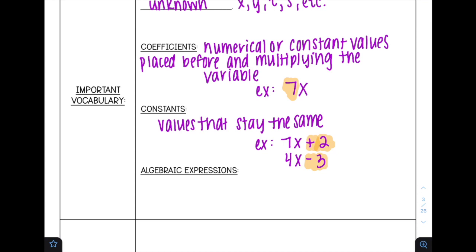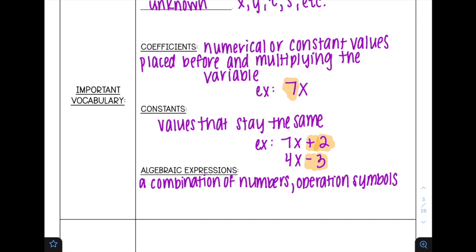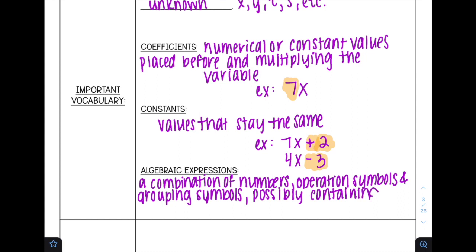So algebraic expressions are a combination of numbers, operations, and grouping symbols, possibly containing one or more variables.